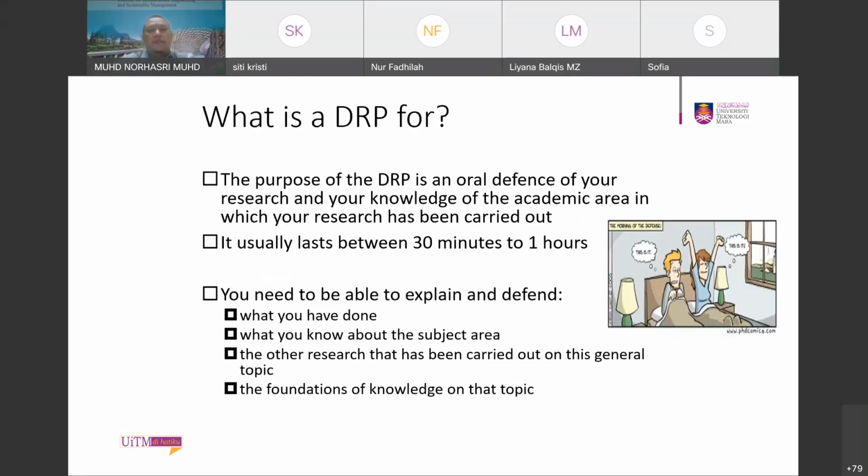So what is DRP? Basically DRP is just an oral presentation that lasts around 30 minutes to 1 hour, depending on the panels. Normally it involves three panels. The first and second panels will ask about the whole of your presentation, and another panel will cover the methodology, and then we have a chairperson. The questions will be asked by these panels based on their experience and the report that has been written and handed in to them.